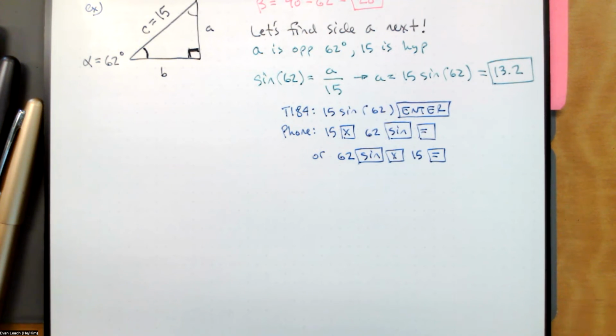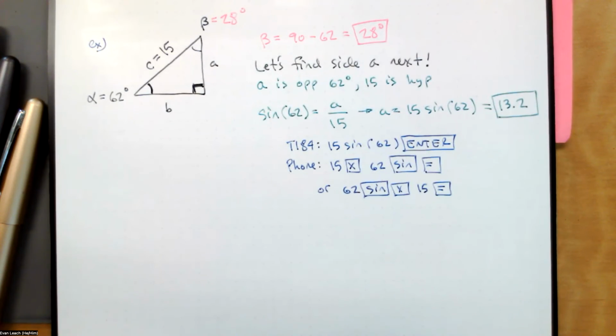Yeah, A is opposite the 62, and we know that now. And B is adjacent to 62. Opposite and adjacent is tangent. What about the 28? Could I use the 28 at all? Absolutely. A is adjacent to the 28 up there, so I could use that. There are many ways that we can get at the third side. So good news, there are many ways we can get at that third side. Bad news, there are many ways that we can get at that third side. And we just have to pick one.